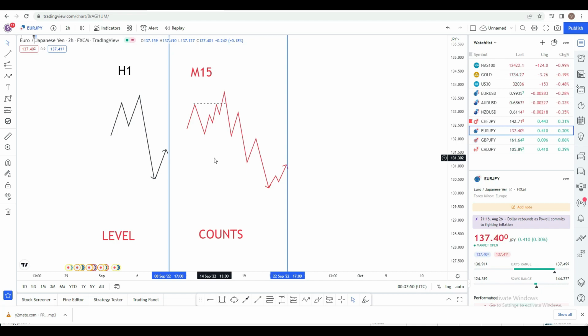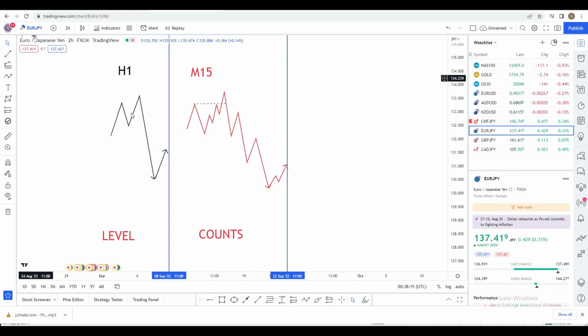Right, so level counts should not really confuse you. At the end of the day, what really matters is the market structure, right? But in this case, remember what we said. If you're going to look at a level count in the H1 time frame, it will be considered as a day of rise or a day of drop, right? A day of rise or a day of drop.